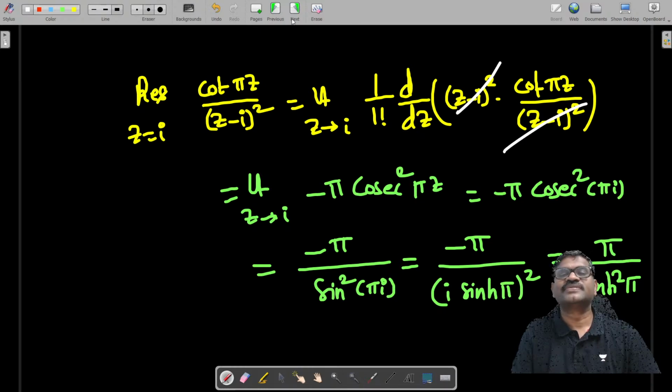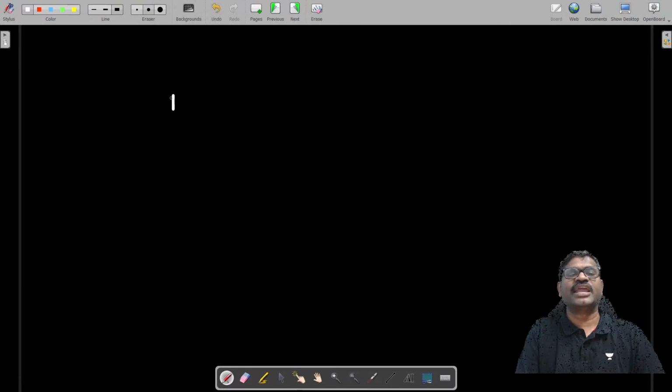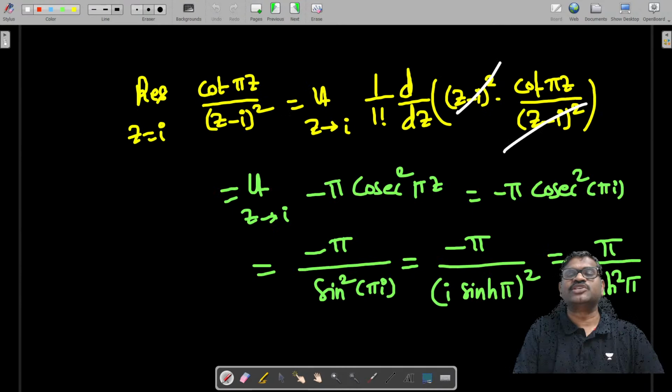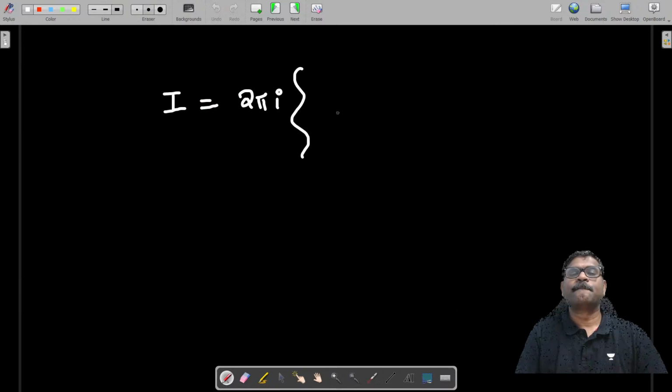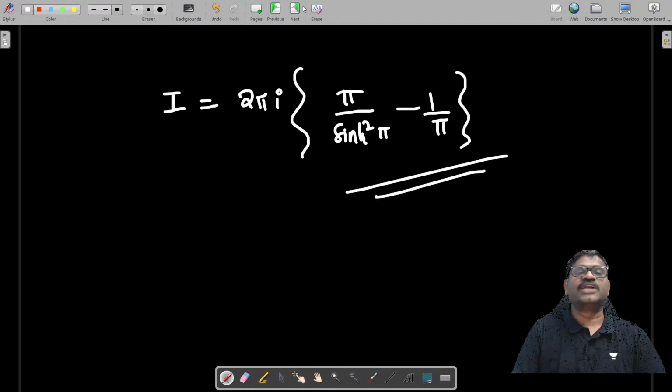Therefore, the value of the integral is 2 pi i into the sum of residues. One residue is minus 1 by pi, another residue is pi by sinh square pi. That is the final answer.